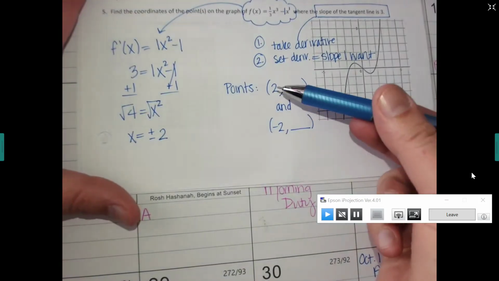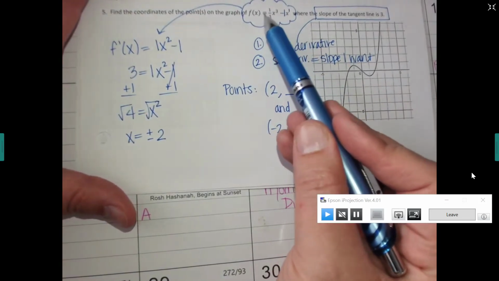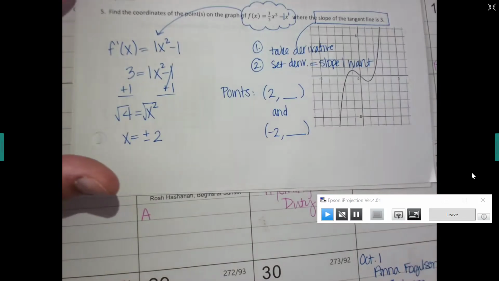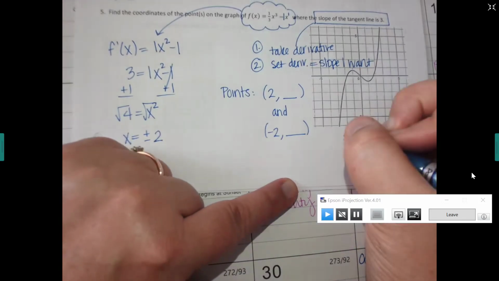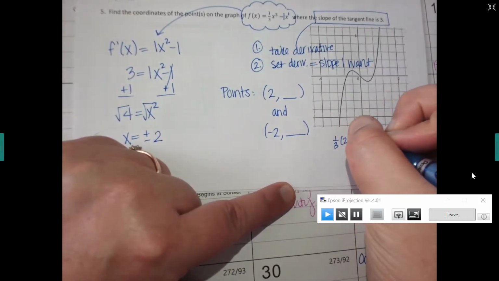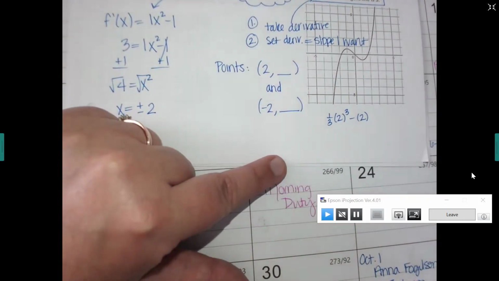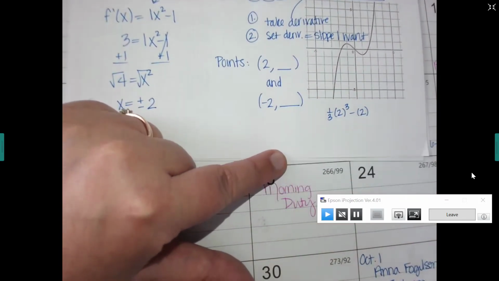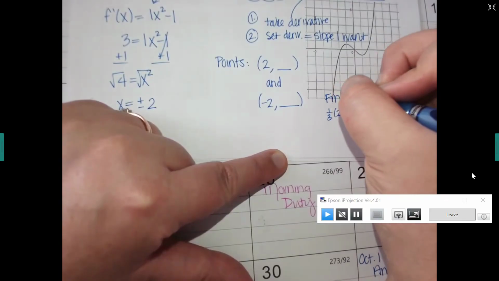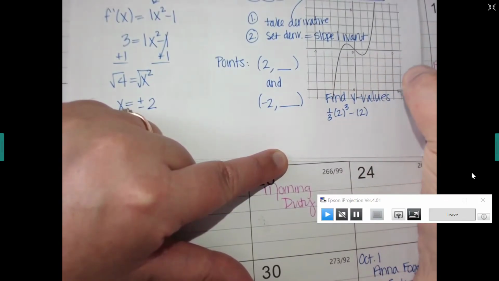So now that I know my x's, I can plug back into the original to find the y's that go with them. So let's do +2 first. So I have a third of +2 cubed minus 2. So let's write here, find y values for the points.